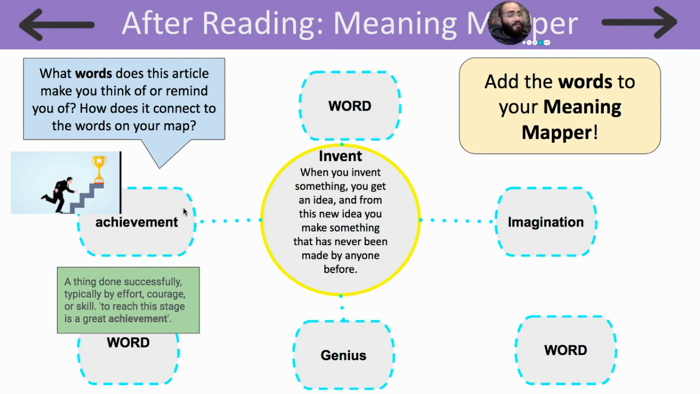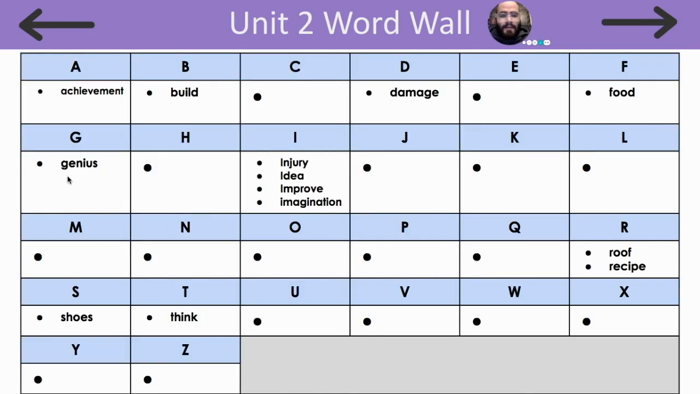I wrote achievement. Remember, an achievement is a thing done successfully, typically by effort, courage, or skill. To reach this stage is a great achievement. So when you invent something, because it takes you so much effort and so much skill to make something new, that is a great achievement. So that's why I added achievement to my meaning mapper. The last thing we need to do is add achievement to our word wall.